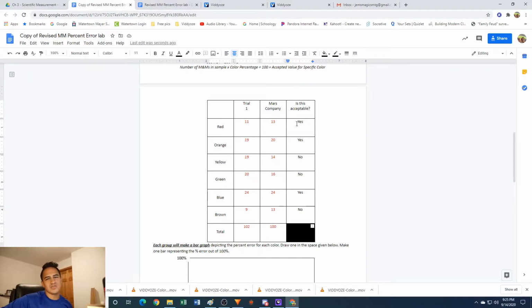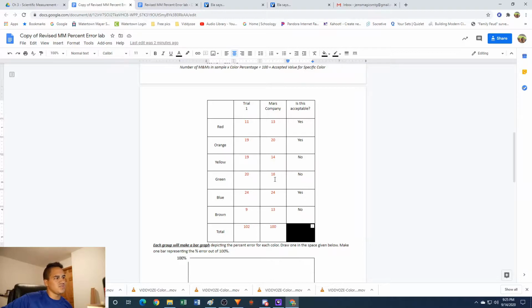For most of these, I would say yeah. If the Mars company says you should have 13 red and we got 11, that's fine. If we should have had 20 orange, we had 19, that's fine. 14 yellow, we had 19. Just based on percent error or accuracy, I'd say it's not acceptable. It's a little bit too far off.